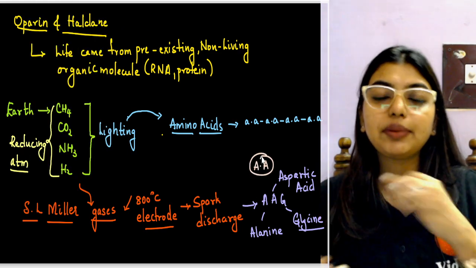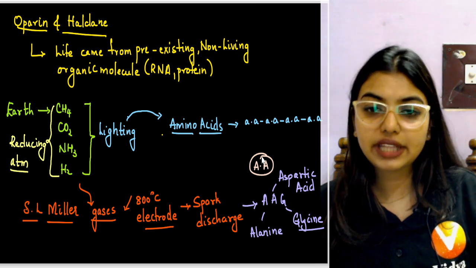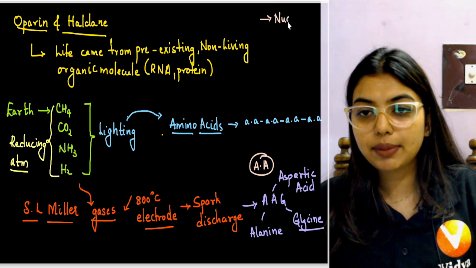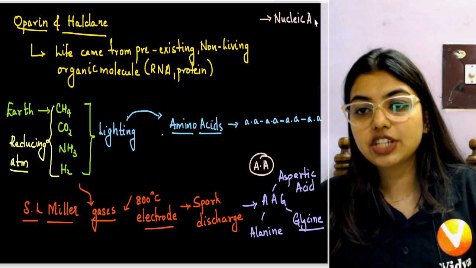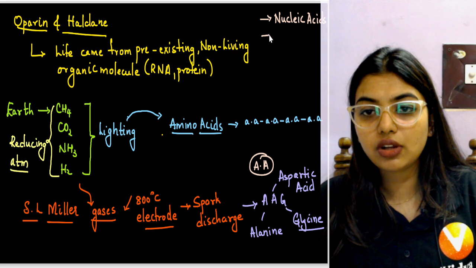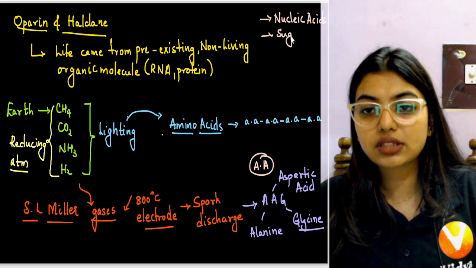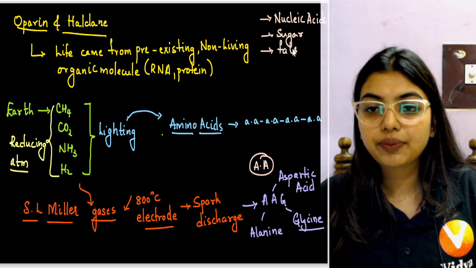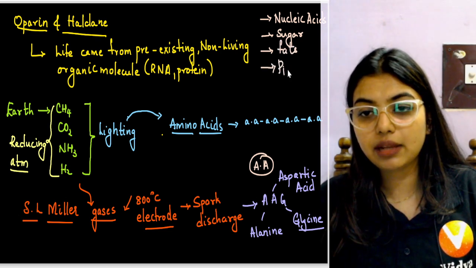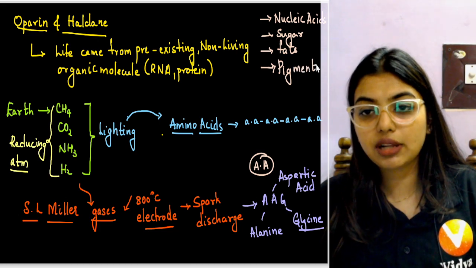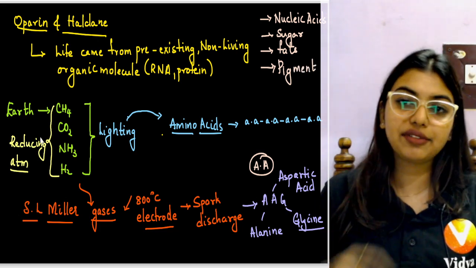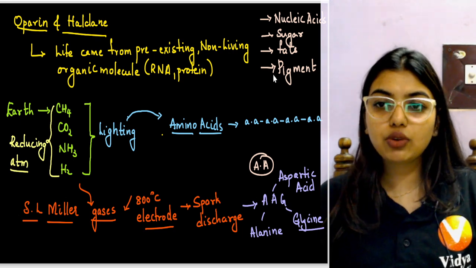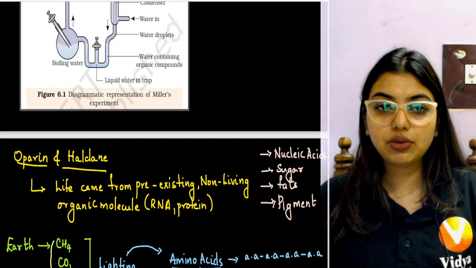And many people with the same setup of S.L. Miller started doing the experiment, and instead of amino acids, some people got nucleic acids. And what is our genetic material made up of? They are nucleic acids, no? Some people got sugars. DNA has a component called sugar. Yes or no? Some people got fats. Some got pigments. With the same setup, maybe changing the reducing atmosphere temperature, if they change the combination and add different things, they'll be able to get these. Understood?